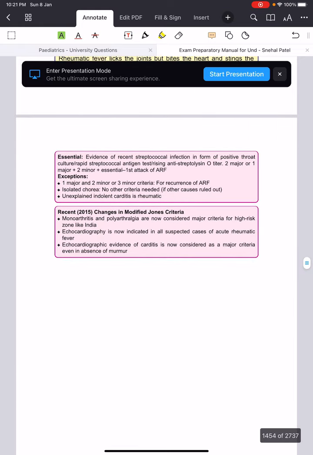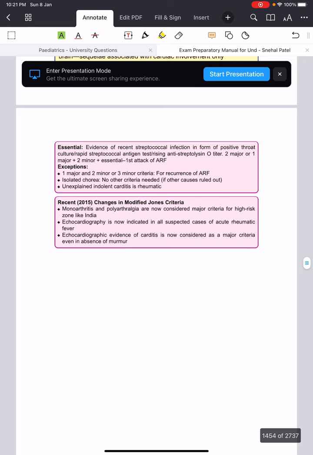Now there must be essential evidence of recent streptococcal infection in the form of positive throat culture, rapid streptococcal antigen test, or rising anti-streptolysin O titer. To diagnose rheumatic fever, there has to be two major criteria, or one major and two minor, for the first attack of ARF.